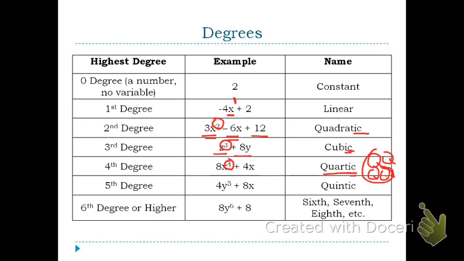So the prefix before that is to help you remember how many terms there are, or the highest degree there are. The next example, to the 5th power, is called a quintic. You probably have heard of the lady that had quintuplets. That means she had 5 babies. And the last example there, 6th or higher. When your highest exponent is 6 or higher, then you just start saying 6th, 7th, 8th, 9th. So only the ones 0 through 5 have special names. After that, you just say to the whatever power.